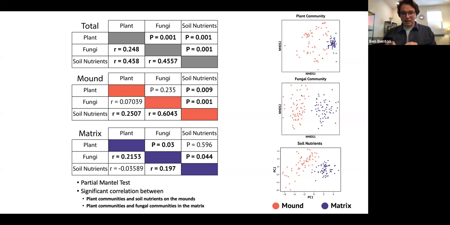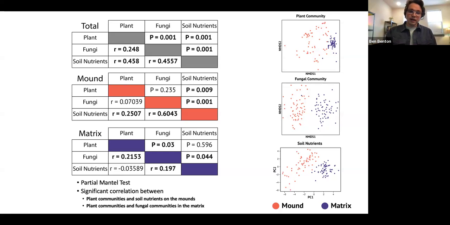And the more similar the plant communities were, the more similar the soil nutrients were. But if you break that down and look at just the mounds, we see an interesting shift. On the mounds, the more similar any two plant communities were to each other, the more similar the soil nutrients were. There was a relationship between plant communities and soil nutrients on the mounds. But there was no relationship between how similar two plant communities were and how similar the fungal communities were.